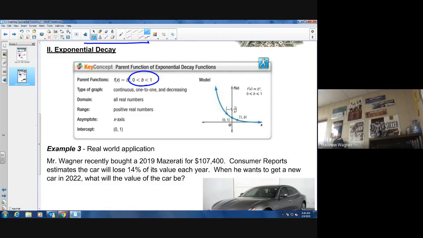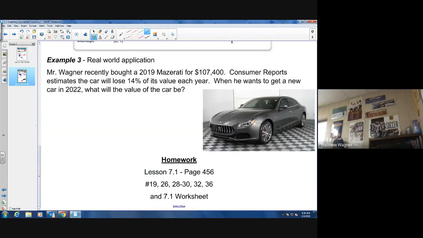All right. The last problem we're going to look at is a problem involving my very nice 2019 Maserati, which I purchased for $107,400. You know, I just have money pouring out of my wallet. Just kidding. But this is my dream car. I would love to have one. So decay model, essentially the same thing.